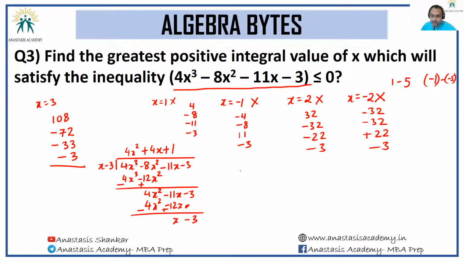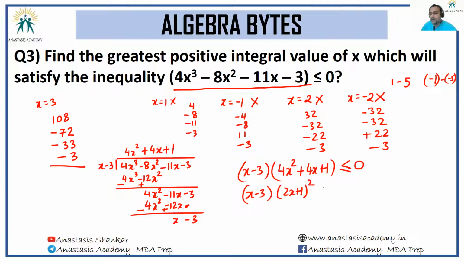So the original expression has now turned to x minus 3 into 4x squared plus 4x plus 1 is less than or equal to 0. The second expression is a quadratic and it is very simple to see. It is 2x plus 1 whole square. So it is x minus 3, 2x plus 1 whole square. Now graphically what this would appear as is this.